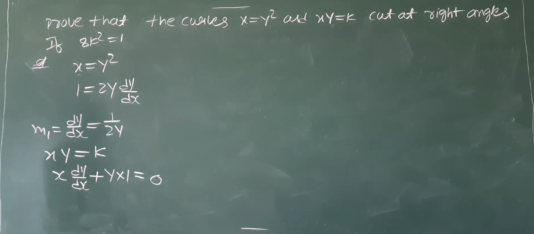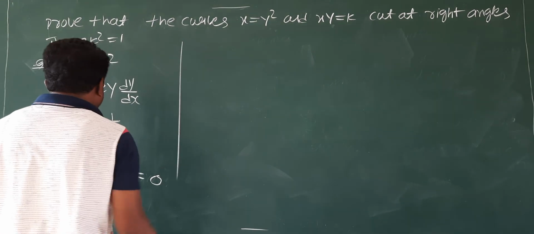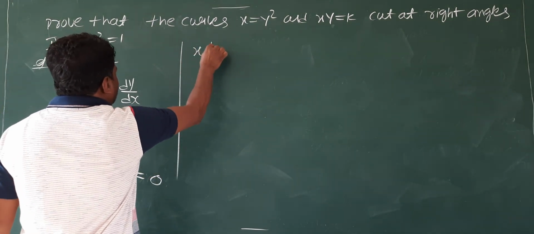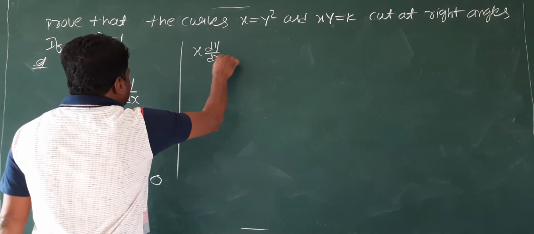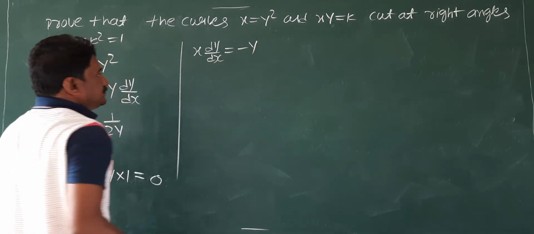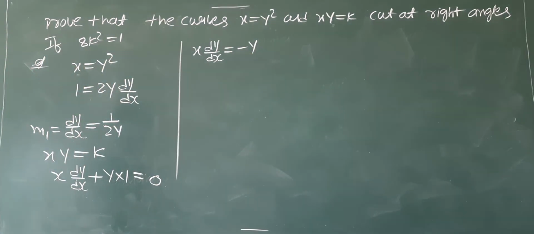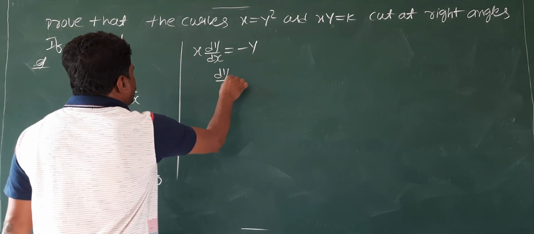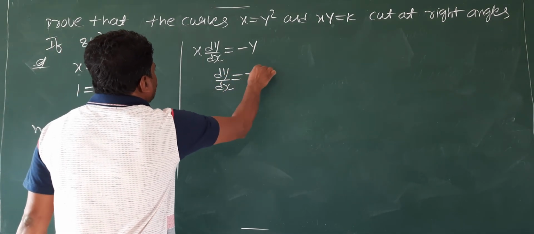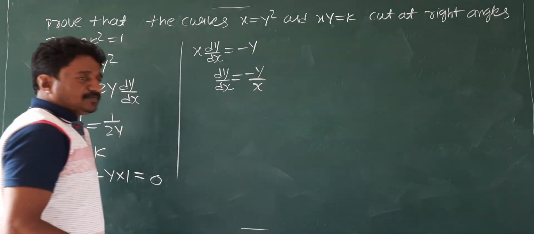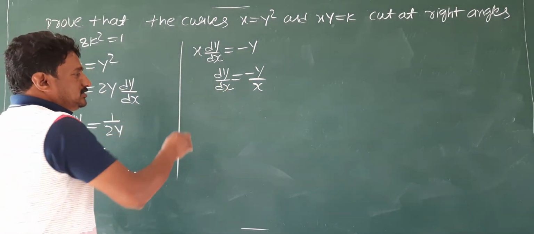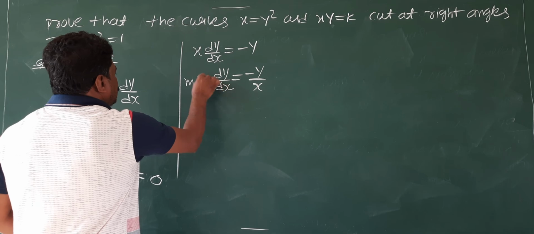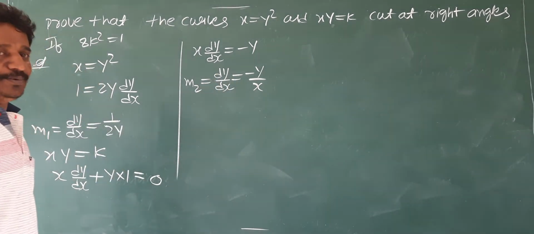Solve for dy by dx. Find out dy by dx value, students. So x into dy by dx is equal to minus y. So dy by dx is equal to minus y by x. You take this slope as m2.